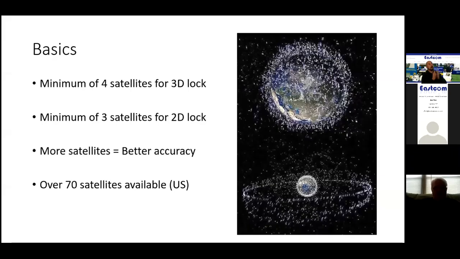Okay, for mapping purposes, it is recommended to have at least 5 satellites. If you don't have at least 5, you're not going to get a very good lock. It is recommended you have 4 satellites for a 3D lock, 3 satellites for a 2D lock. But generally speaking, the more satellites you have, the better the accuracy you're going to get.